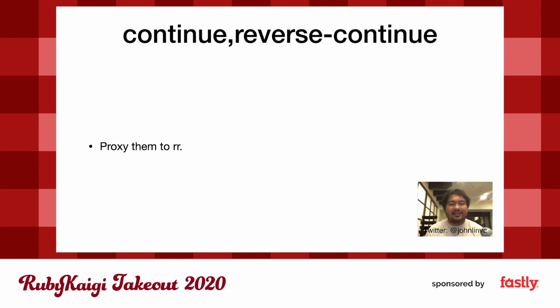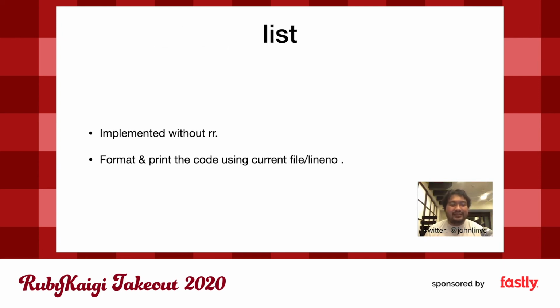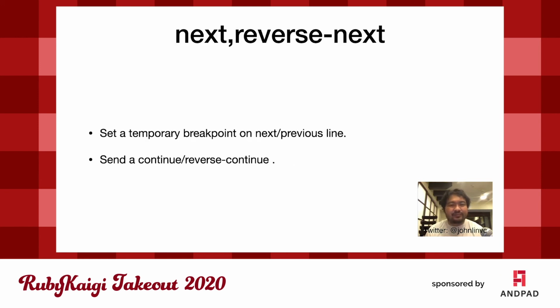So next is continue and reverse continue. This is the easier one. We just proxy all of them to RR. And then for list, this one is implemented without RR. So we just format and print the code using the current file and line number information.